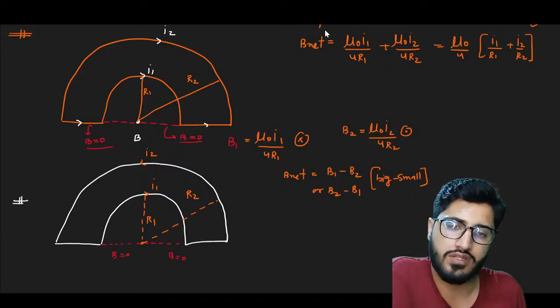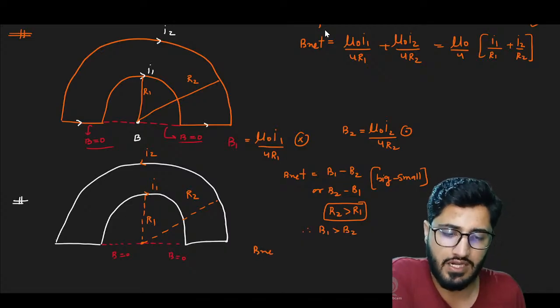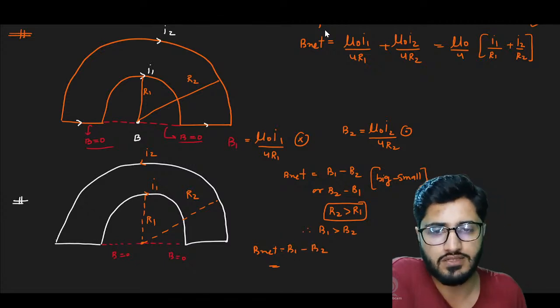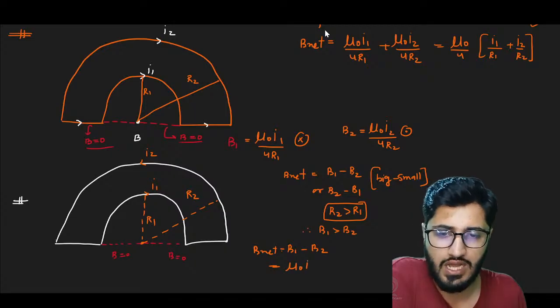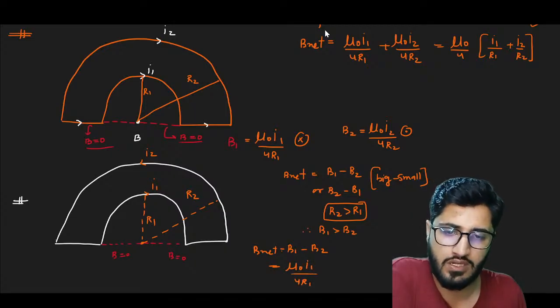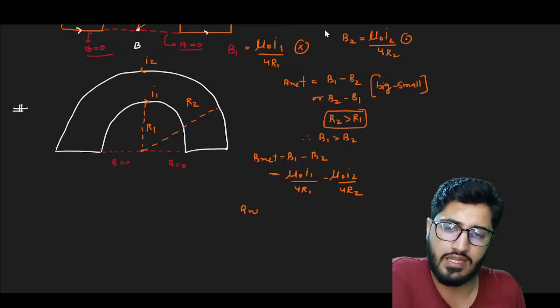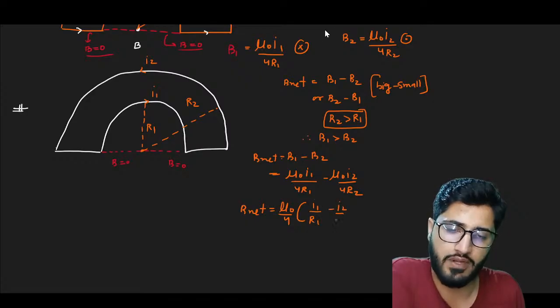We know that R2 is more than R1. You can see from the figure. Therefore B1 is more than B2, so B net is equal to B1 minus B2. So what is B1 here? B1 is nu naught I1 divided by 4R1 minus nu naught I2 divided by 4R2. Therefore my B net came out to be nu naught by 4 times I1 by R1 minus I2 by R2.